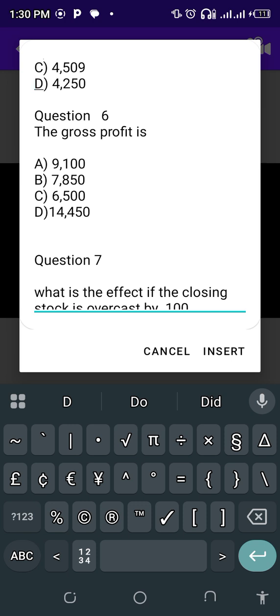14,450 minus cost of goods sold. The cost of goods sold is 5,350, and by the time you do the mathematics, you will have 9,100. So the gross profit is 9,100. Option A, 9,100 is the correct option.